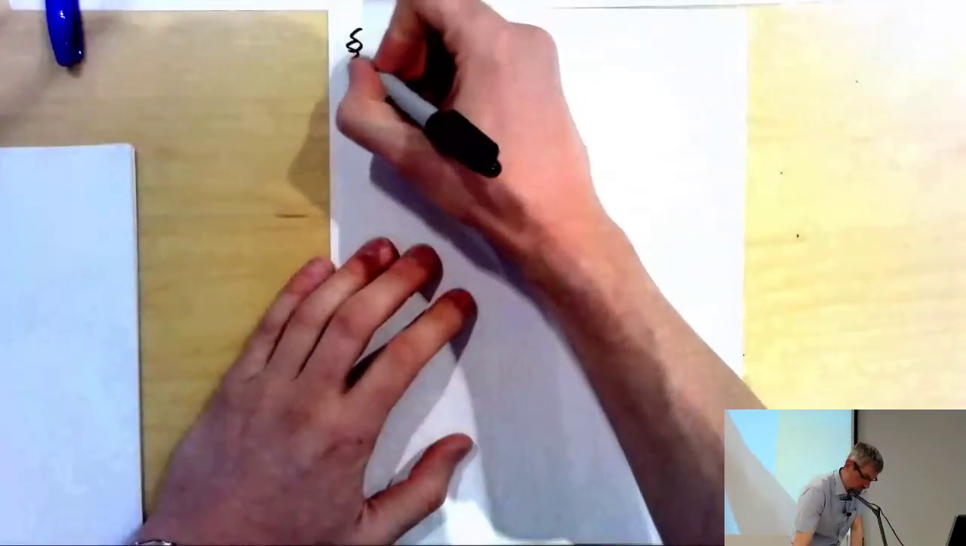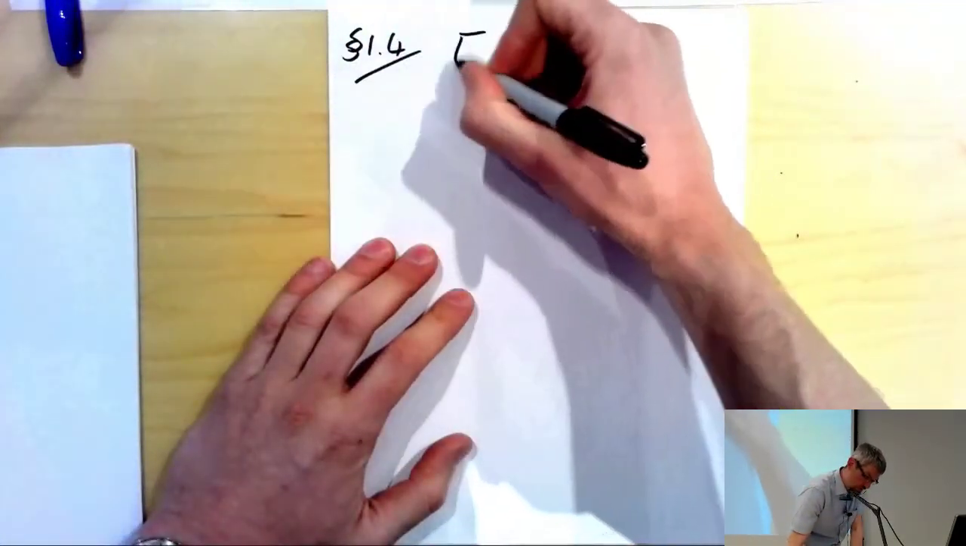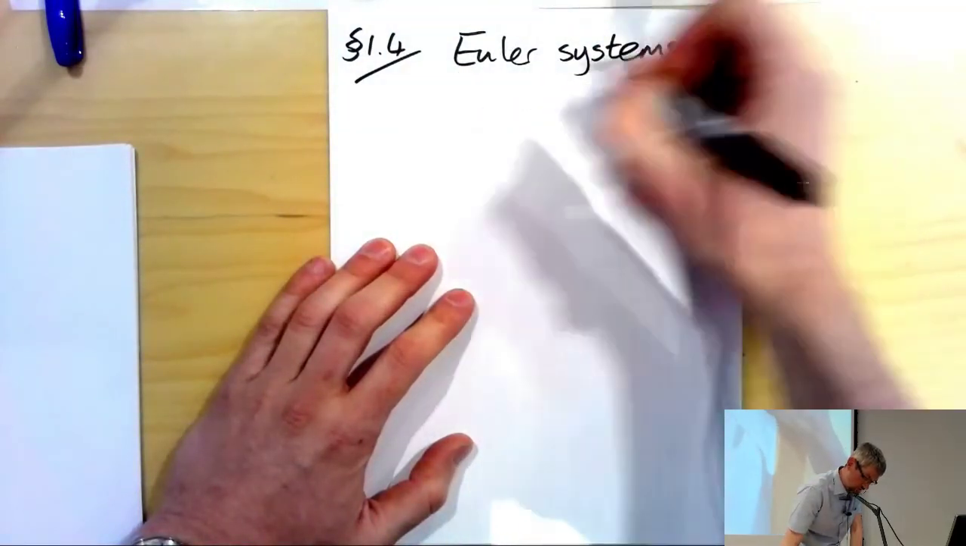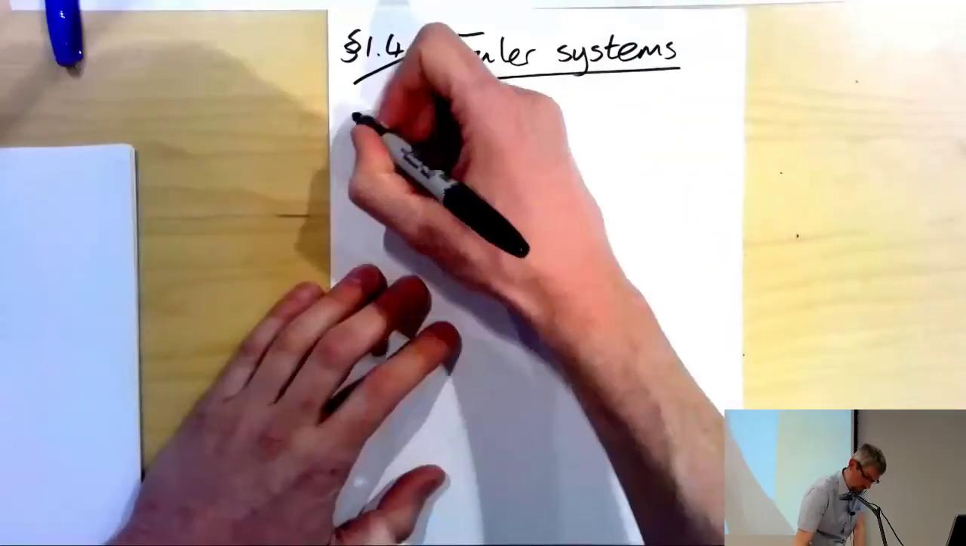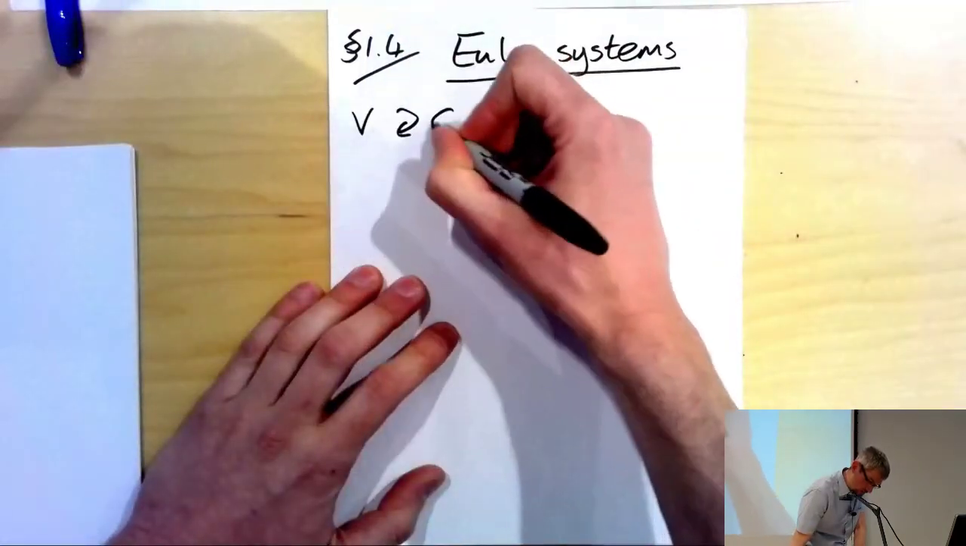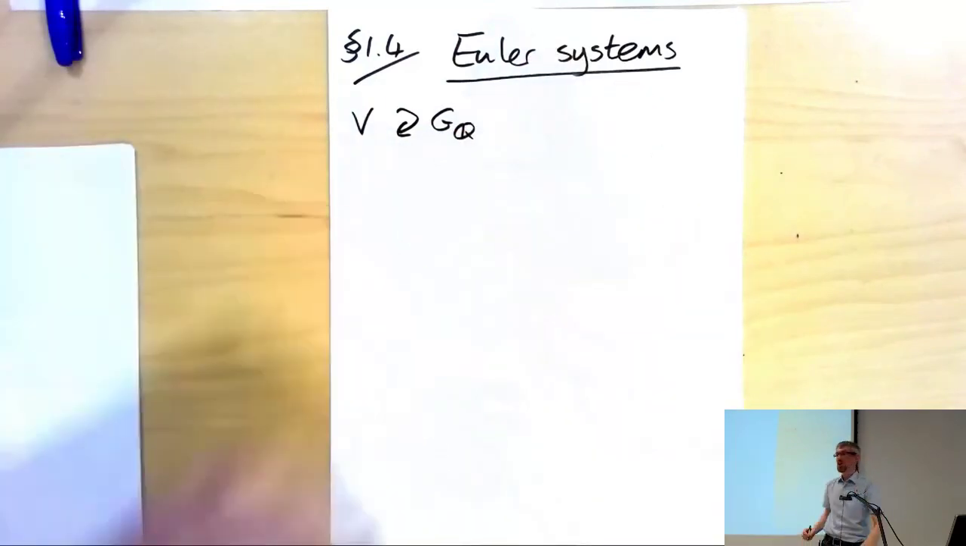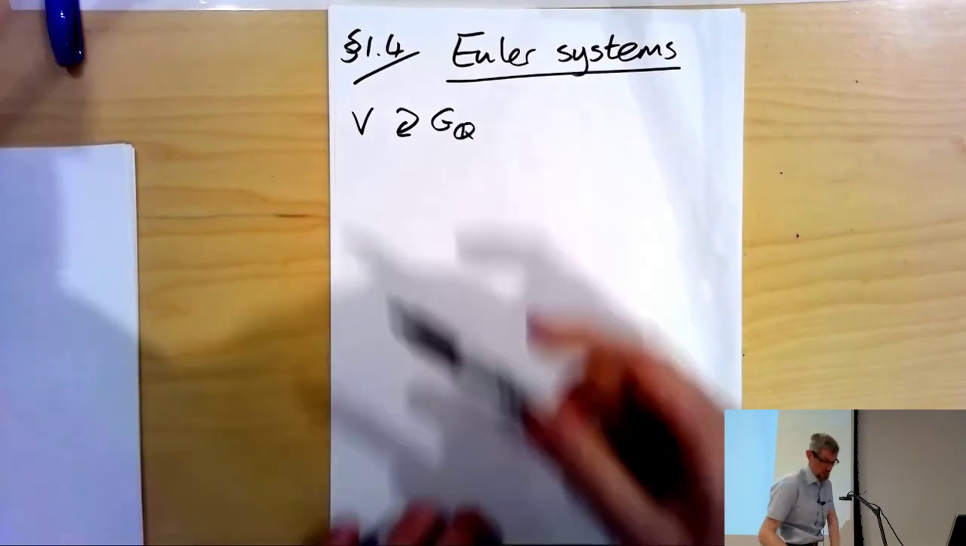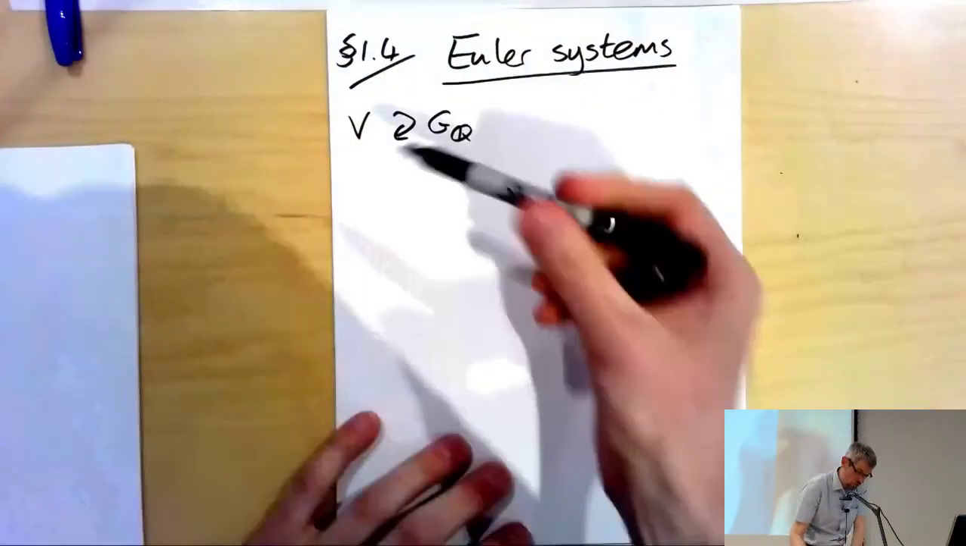So now, for the last few minutes of the lecture, I'm going to introduce the main actor in this drama, which is the notion of an Euler system. For simplicity, I'm just going to take my representation to be a representation of the absolute Galois group of Q. You can do this more generally, but it becomes more awkward.